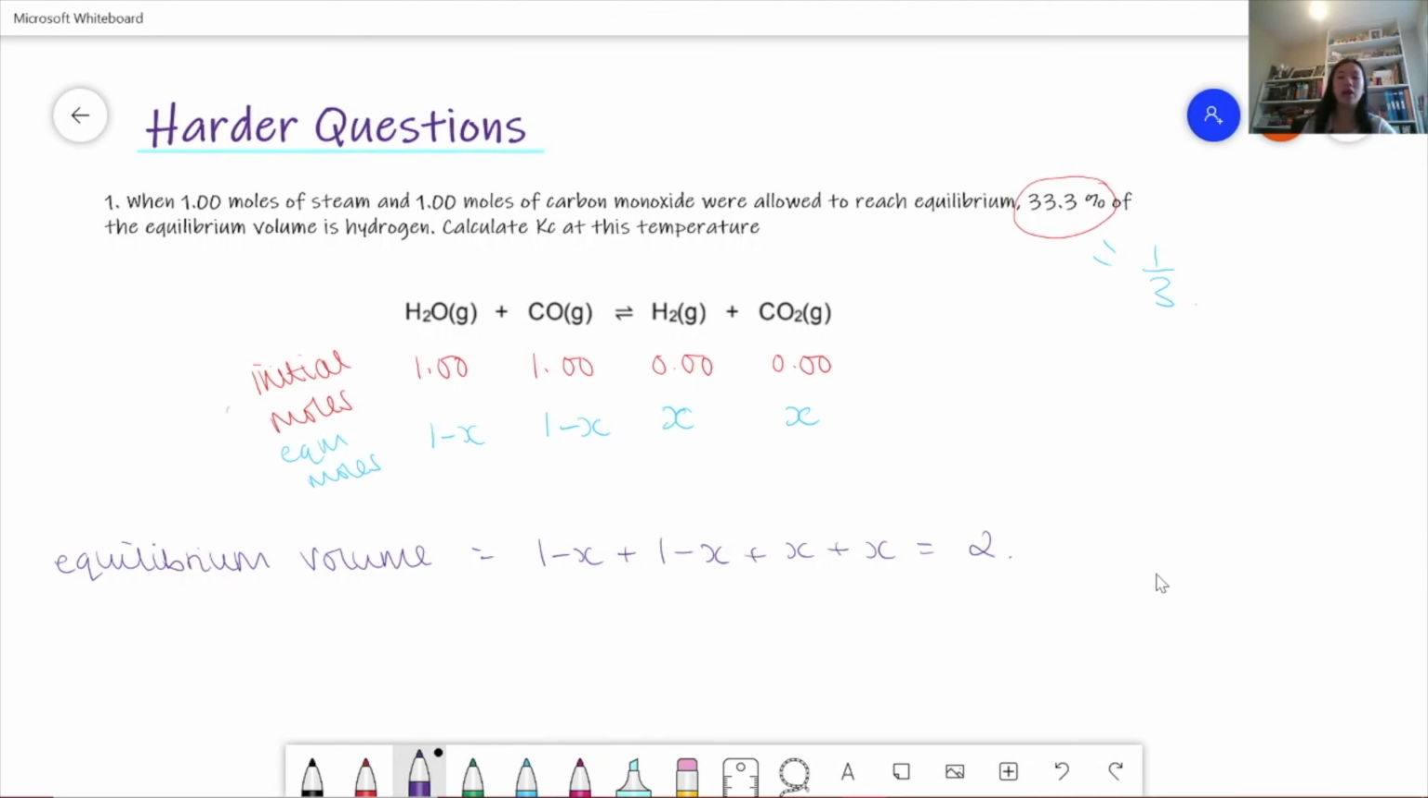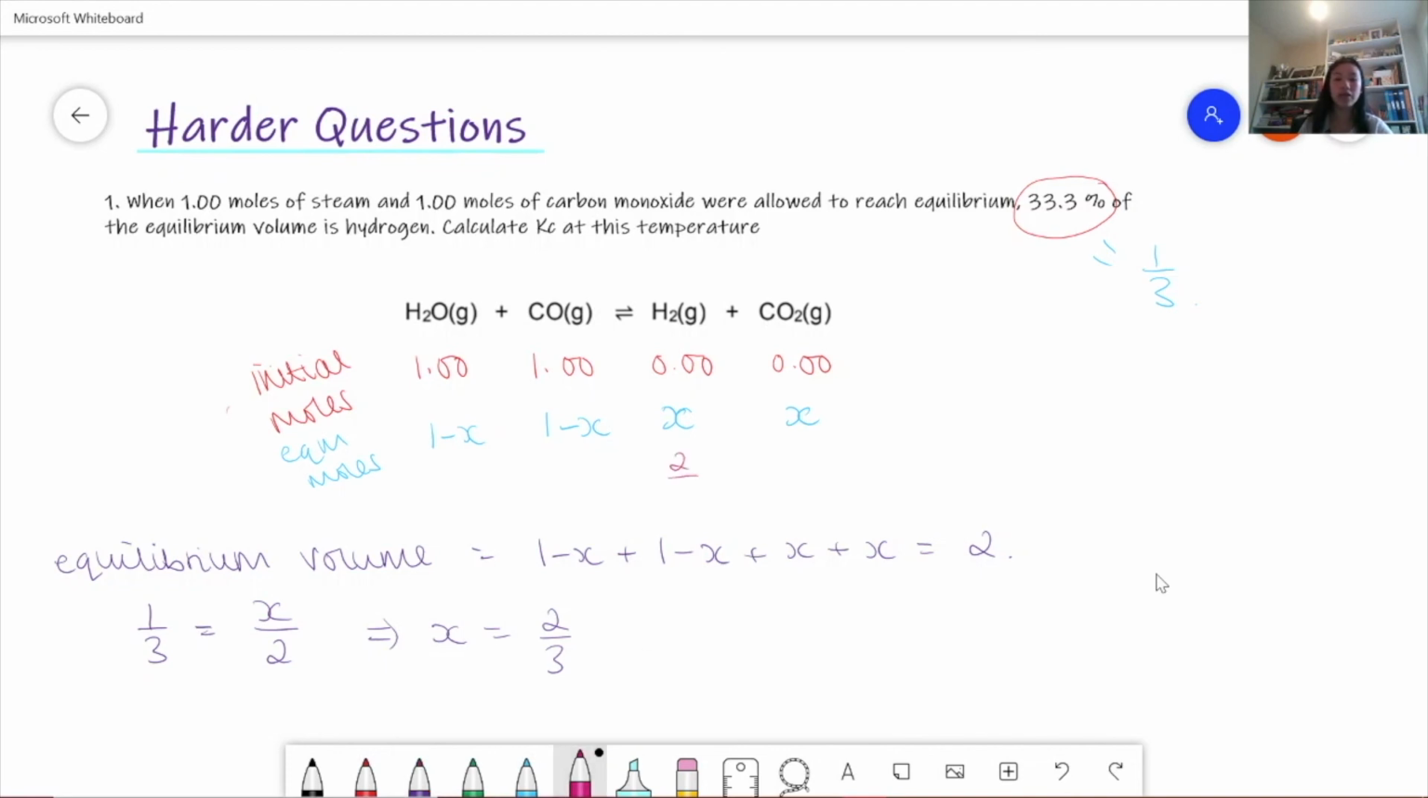And we know that 1/3 of the whole equilibrium volume is hydrogen. So we know that 1/3 is equal to X over 2. Rearranging that gives us X. So now we know that X equals 2/3, so we know all the values for the equilibrium moles.